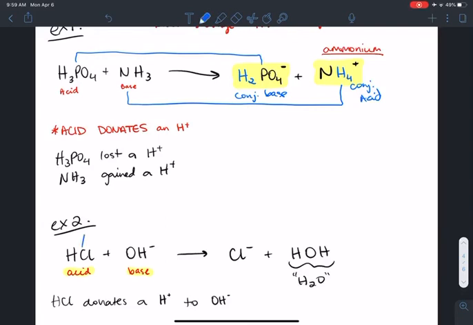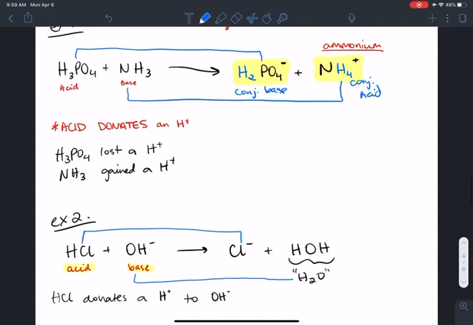So hydrochloric acid then turns into the chloride anion, and the hydroxide anion picks up that hydrogen and turns into water. So if hydrochloric acid is the acid, then that means that the chloride anion is the conjugate base. It also means that the water here is our conjugate acid.